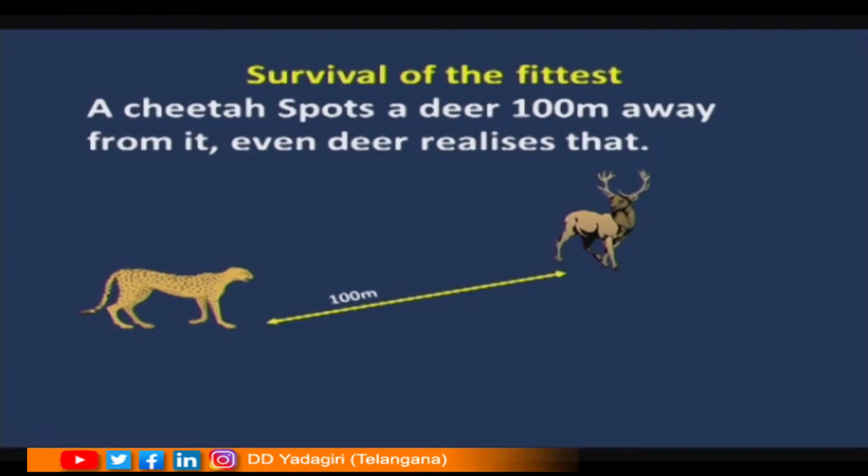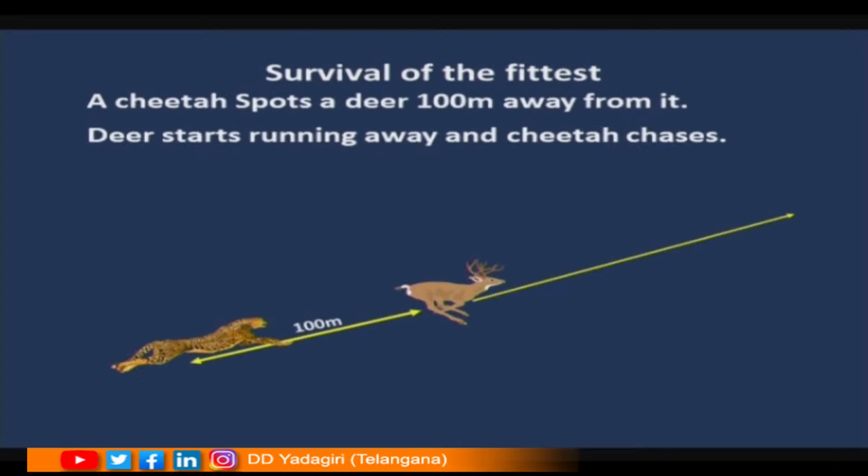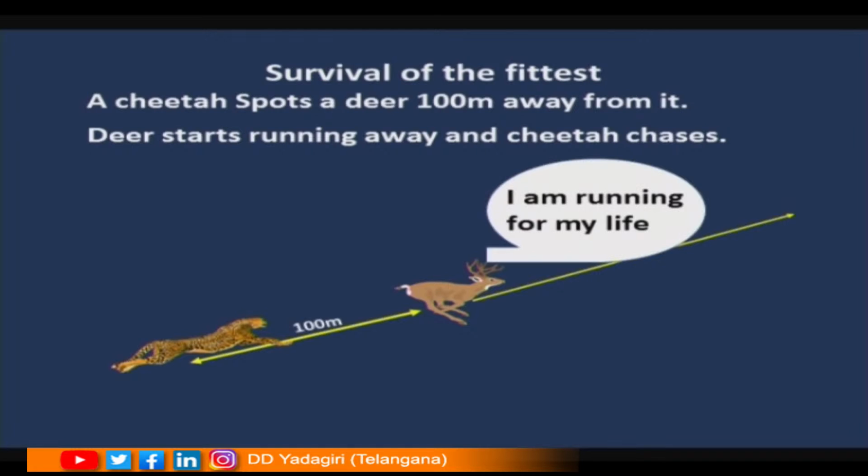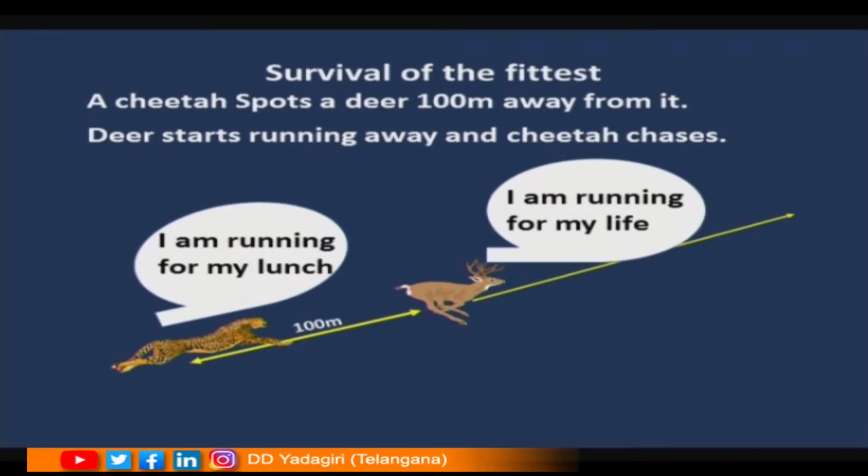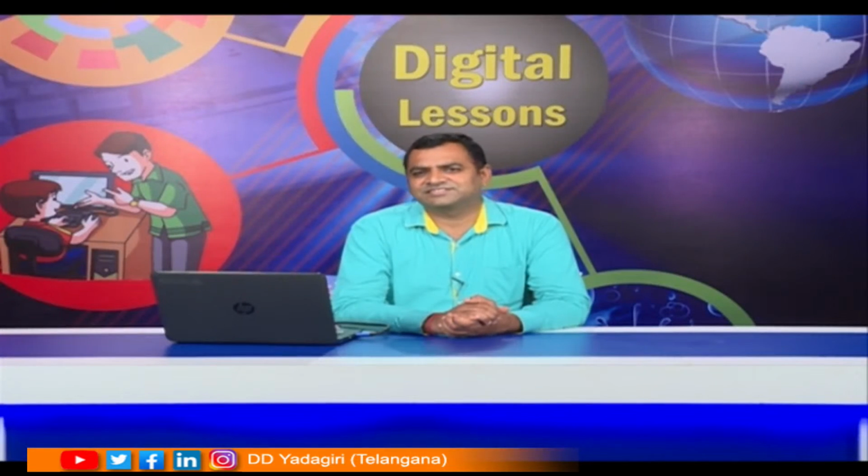Let us consider another example of nature, the survival of the fittest. Here is a cheetah which spots a deer which is 100 meters away from it. Even the deer realizes that. The deer starts running away and the cheetah chases it. Look at nature. Here the deer is running for its life, whereas the cheetah is running for its lunch. The race is same, but one animal is running for its lunch, the other animal is running for its life.